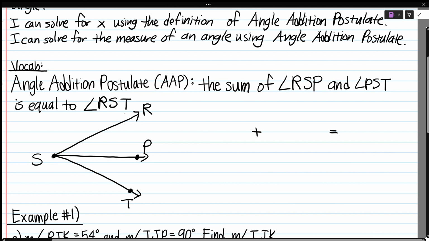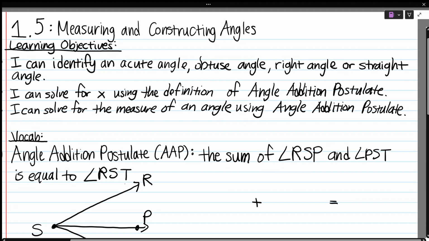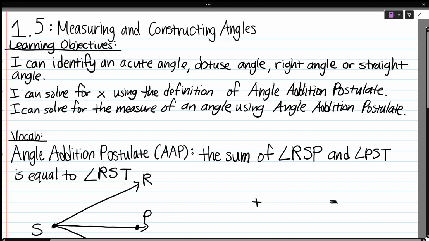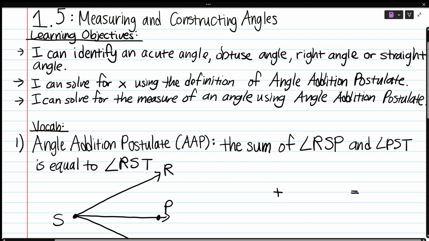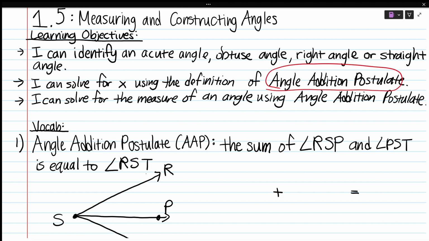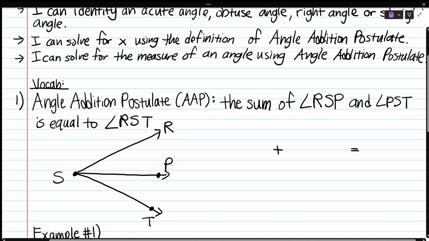Here is a review video on section 1.5, measuring and constructing angles. In this section, we talked about acute angles, obtuse, right, and straight angles, right? So we already have the definition of all that in our worksheet. And we just want to practice this one vocab word, angle addition postulate. Okay, angle addition postulate. So here's a vocab word right here.